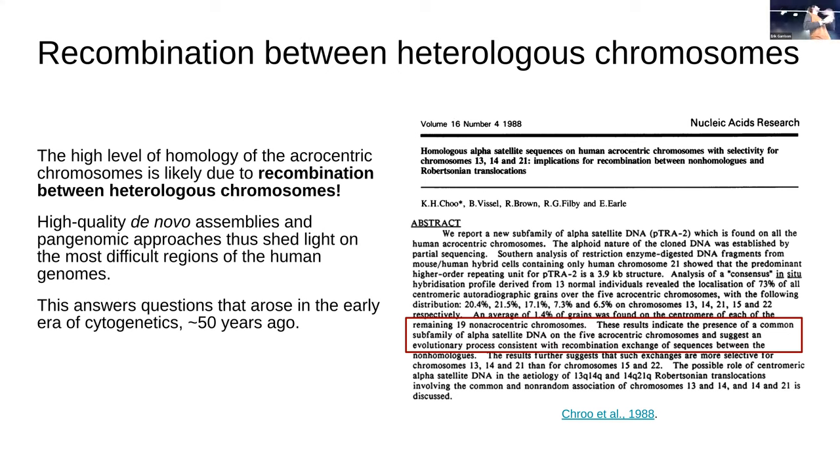So this is a paper from 1988, not 50 years ago, but quite long ago. And they say, we hypothesize that there is recombination exchange between these chromosomes, because how else could their sequences be so similar in their centromeres? They were just sequencing the centromere repeats, but they're like, it has to be maintained by something. This is some other cool old data. It's N of one, but the total N in their study was something like 5.